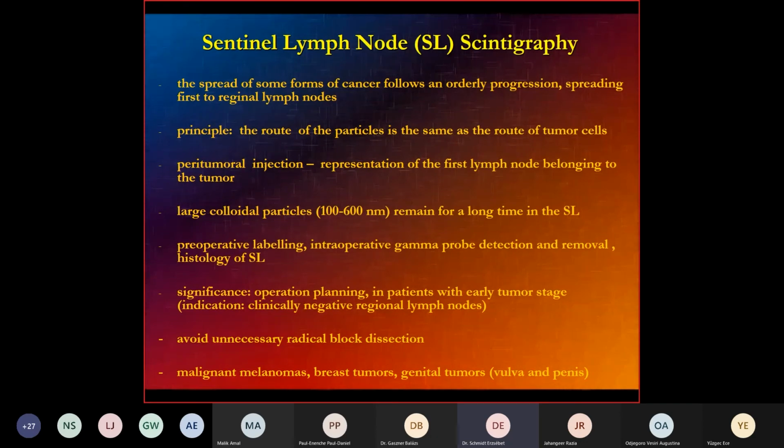It is usable only for the detection of small or micro metastasis. If the lymph node has lost its whole function because of the metastasis, the detection this way isn't possible. The sentinel lymph node scintigraphy is most frequently used in malignant melanomas, breast cancers, and in genital tumors.